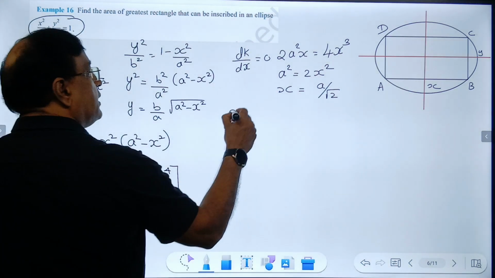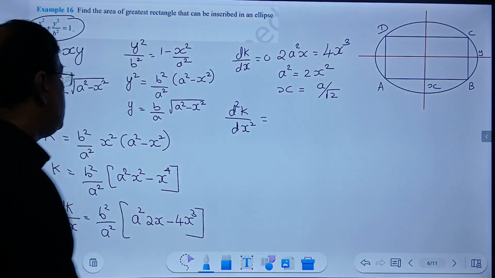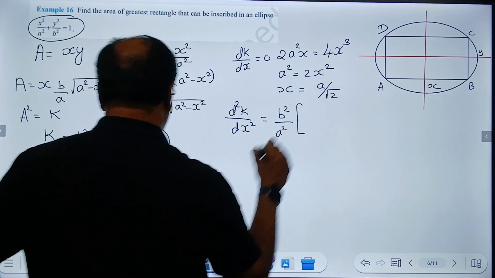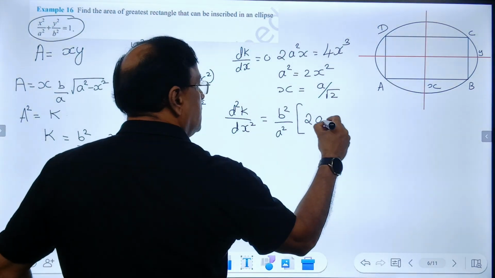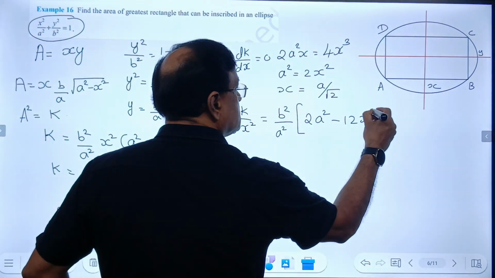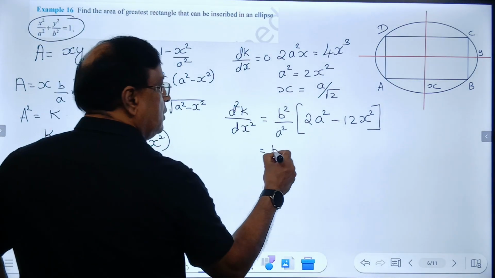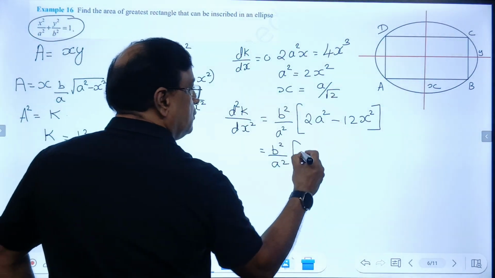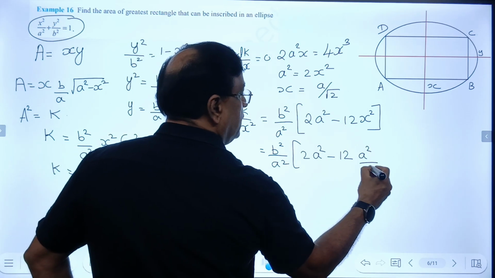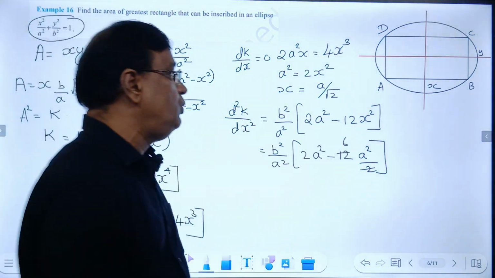Now what is d square k? Why do I do the second derivative? To show whether the area is maximum or not. d square k by dx square is b square by a square into 2a square minus 12x square, because the differentiation of 4x cube is 12x square. So b square by a square into 2a square minus 12 into, what is x square? a square by 2, which is 6a square. And you know 2a square minus 6a square is always negative.